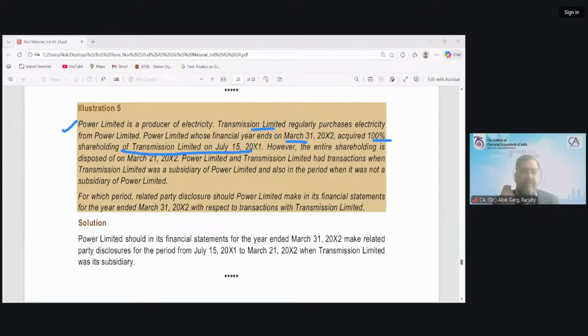So in Power Limited's financial statements for the year ending 31st March 2002, it acquired 100% shareholding of Transmission Limited on 15 July 2001, which means during the year. What does this mean? This means Transmission becomes the subsidiary of Power Limited. However, the entire shareholding is disposed of on 21st March 2002.